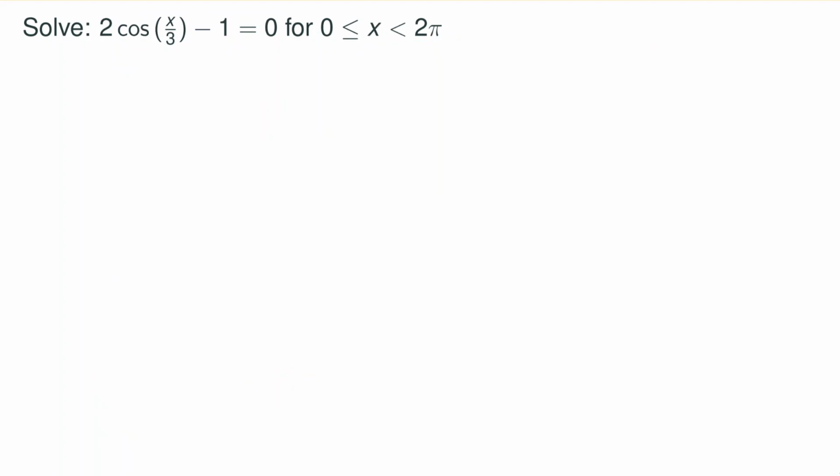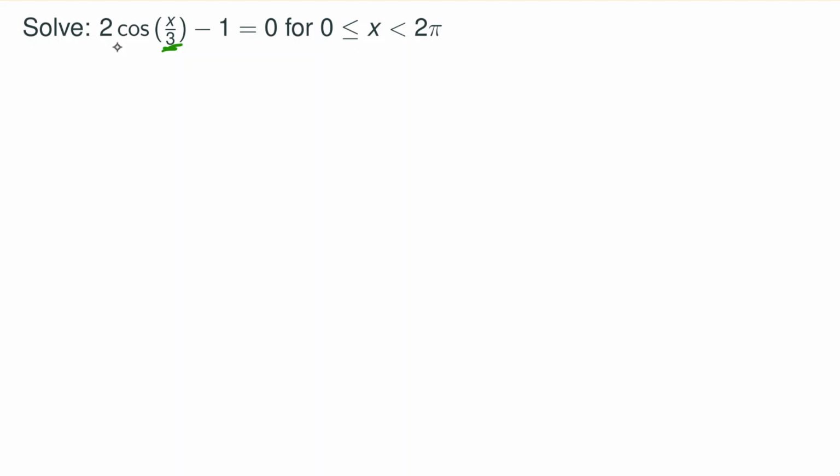Solve 2 cosine of x over 3 minus 1 equals 0 for angle between 0 and 2 pi. So here we have x over 3, right? Don't worry about this at the moment. We're going to solve this problem just like if it were only 1x in the beginning. Then we'll worry about x over 3 later.